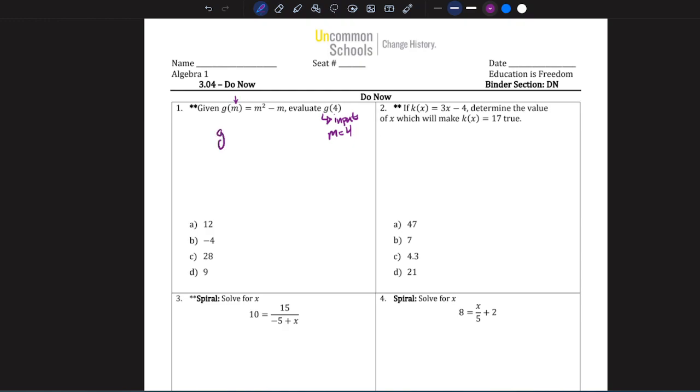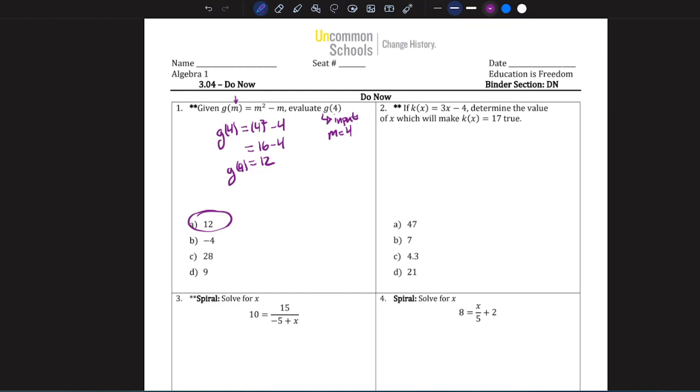In that case, I'm going to take 4, substitute it in anywhere I see an m, including on the left-hand side. And so g of 4 is actually 4 squared minus 4. From here, 4 squared is 16, minus 4. That means that g of 4 is just going to be equal to 12, which is option A.